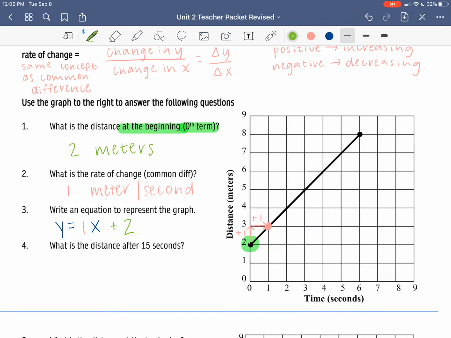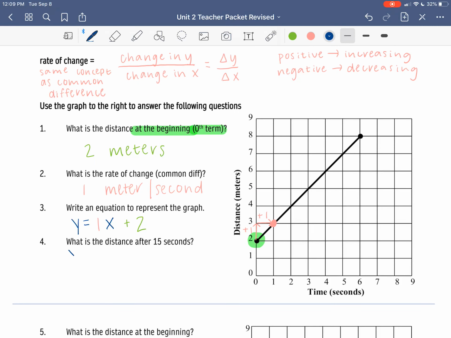So in my equation, I'm going to copy it again. I had y equals 1x plus 2. And for those of you maybe thinking this to yourself, 1x is the same as x. You could just write that as x plus 2. That would be totally fine, also accurate.